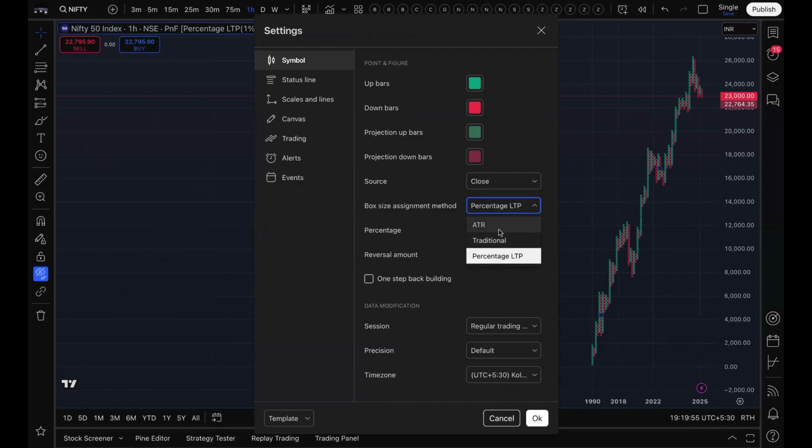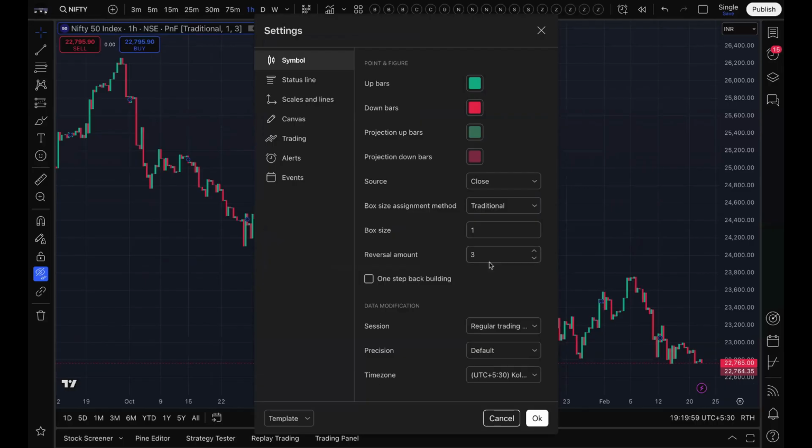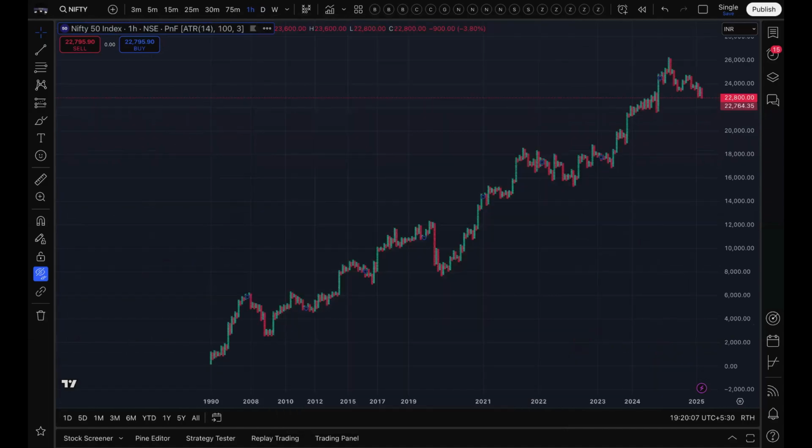Box assignment is not only ATR or percentage. You can also take an absolute number, and you can change this to a dollar value or a rupee value. Okay, sir, but the default is ATR. Thanks.